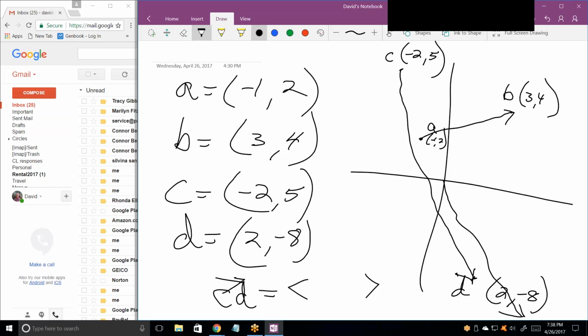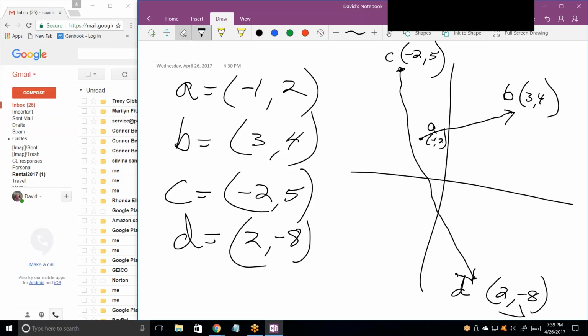4, negative 13. Yeah, I got to go 4 to the right, and I got to go down 13, starting from either C or the origin. Either one is the same vector. And for that matter, I could start the vector anywhere. As long as it has the same magnitude and the same angle, it's the same vector. That's what matters with vectors. Magnitude and the angle.